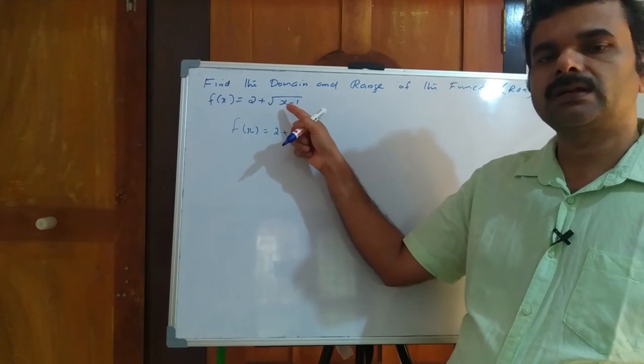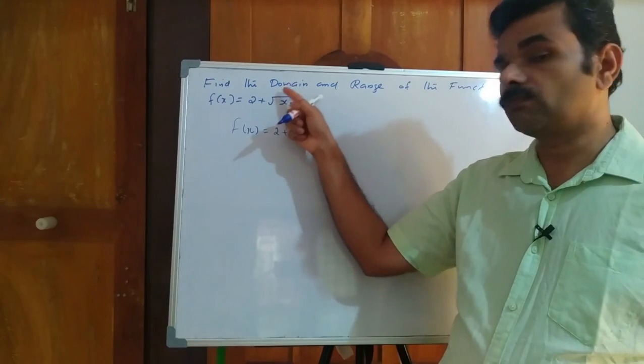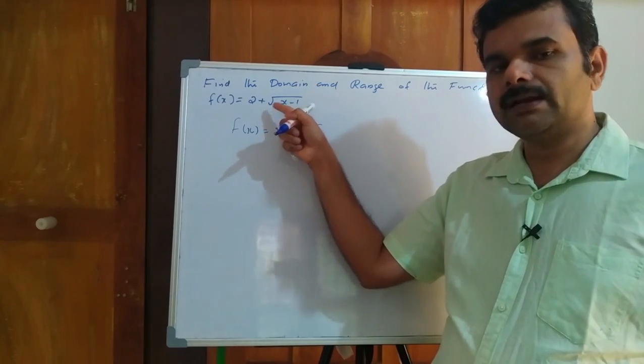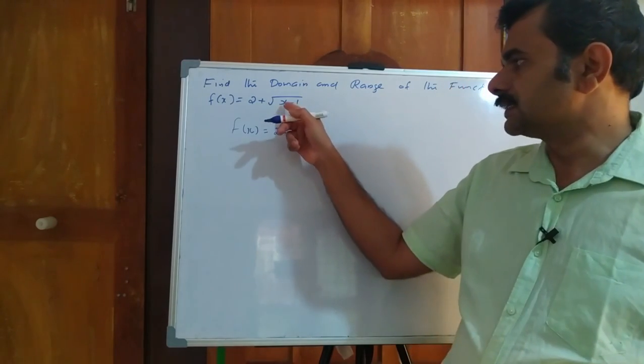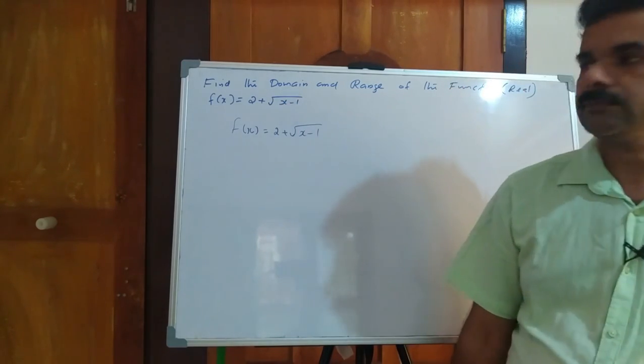What is 0 minus 1? Minus 1, root of minus 1. So root symbol containing -1, which is not a real number. So 0 is not possible here.